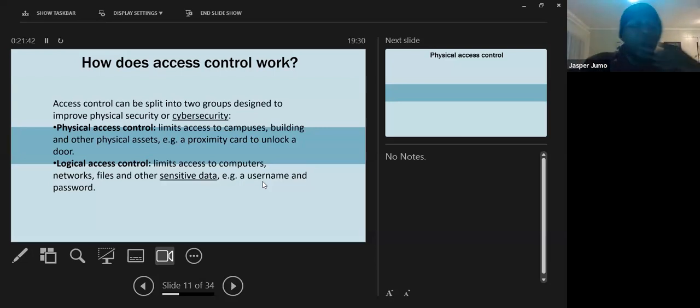Logical access control now, we are talking about when you're logging in to your computer. First thing it asks you, what is your username? You write your username. What is your password? So it is a way of restricting access to information, right?